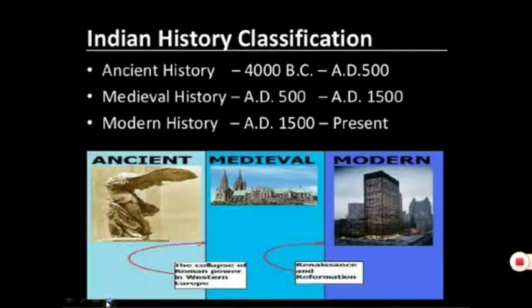This is the classification of Indian history. Indian history is divided into three parts: ancient history, medieval history, and modern history. Ancient history starts from 4000 BC to 500 AD. Medieval history starts from 500 AD to 1500 AD. Modern history starts from 1500 AD till present.